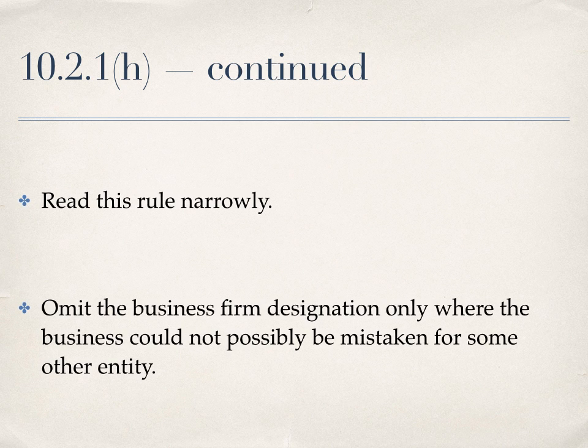This rule is to be read narrowly, though. You want to eliminate the second business designation only where the business couldn't be mistaken for another entity. When in doubt, include the second designation.